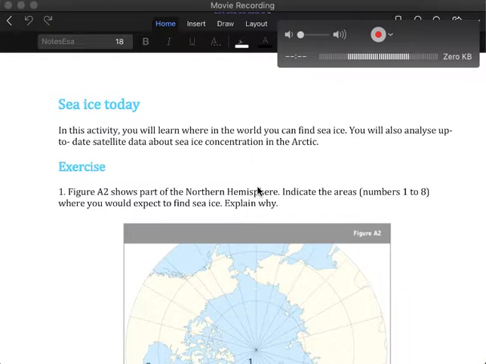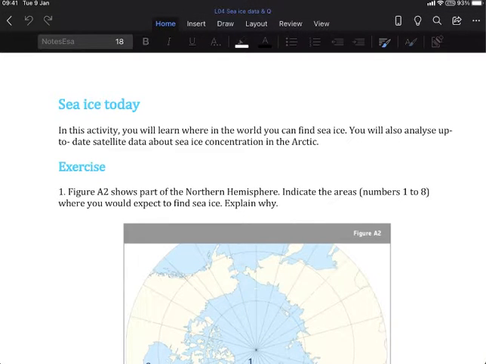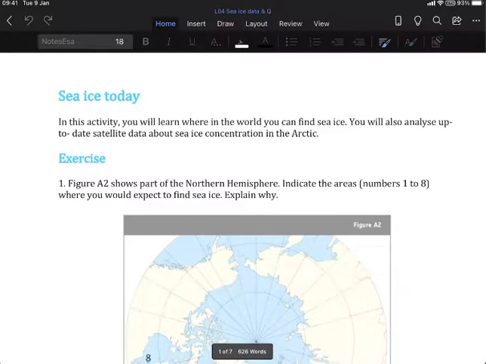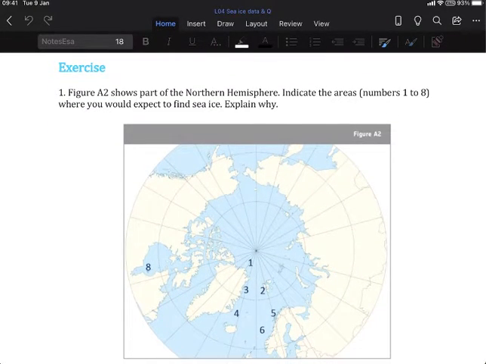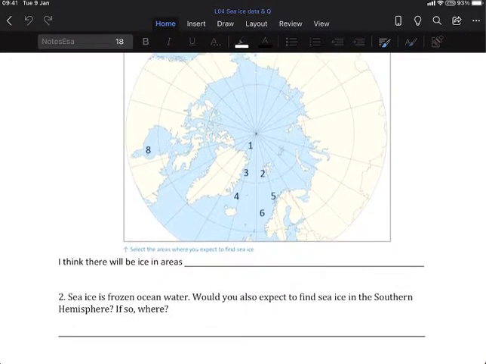Okay, folks, so I want to put this video up just to go through the sea ice data, because again, you're going to have more data today and I want to make sure you're happy. So this first one, you just had to decide where there will be areas of ice. It was a personal choice, and we'll go back to whether you were right or wrong in a minute.